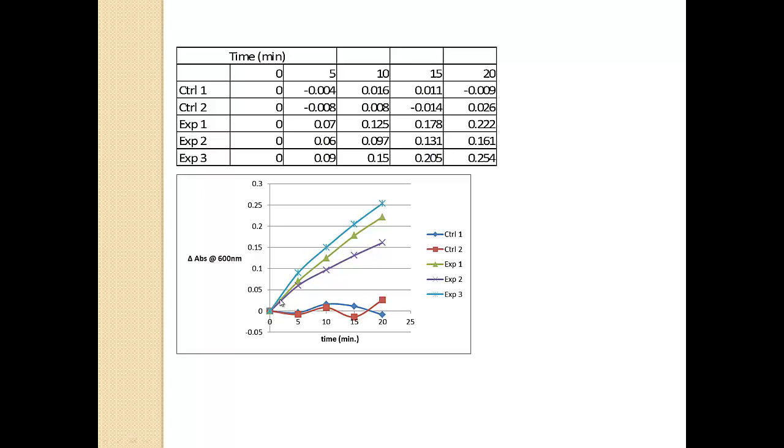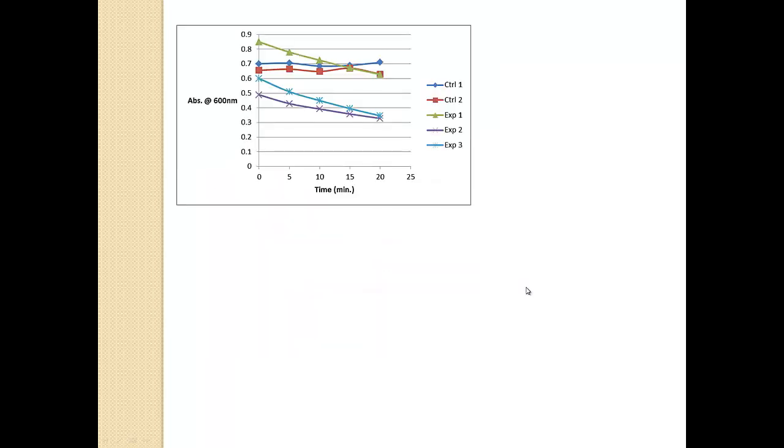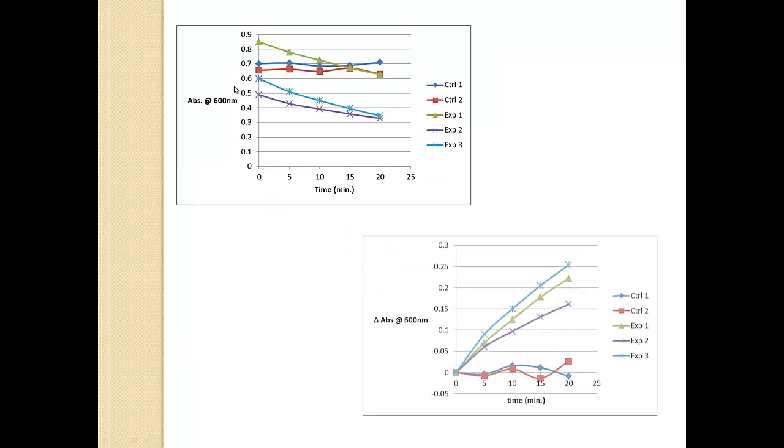But then we look at our experimental conditions, and it's very easy to see here that experimental condition 3 showed the most efficient Hill reaction, and experimental condition 1 showed an intermediate efficiency of the Hill reaction, and experimental condition 2 had the least efficient Hill reaction. All of that is much clearer to read than our original.